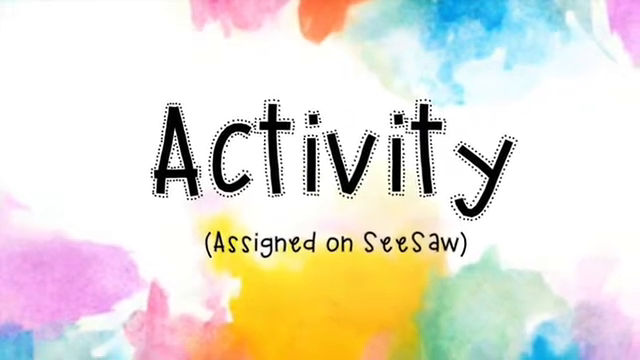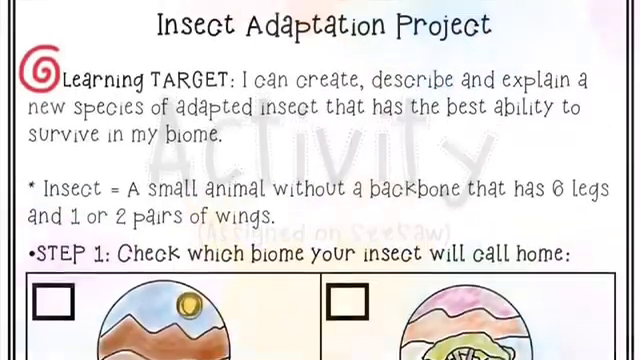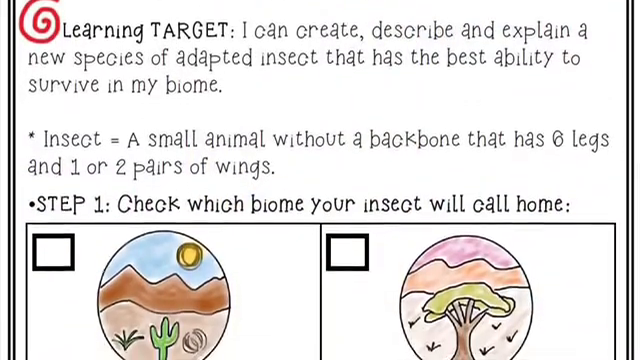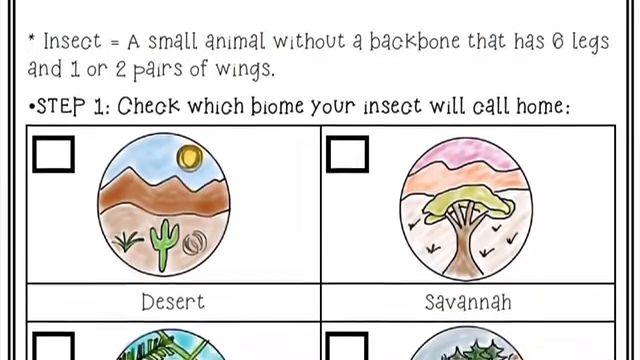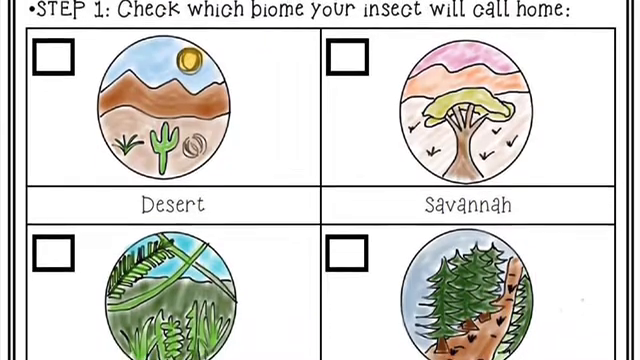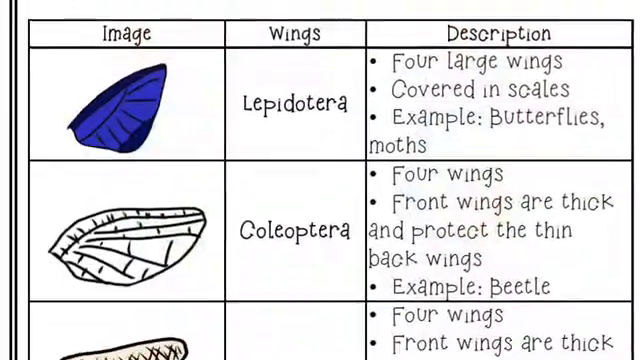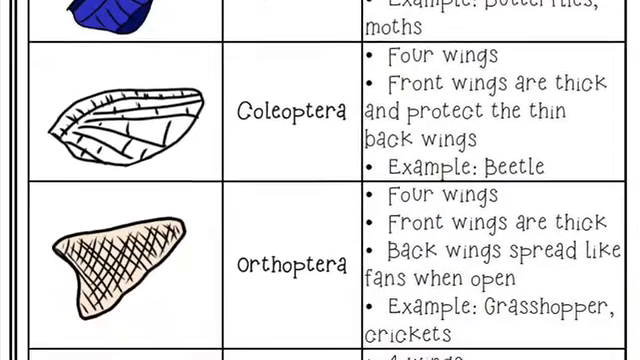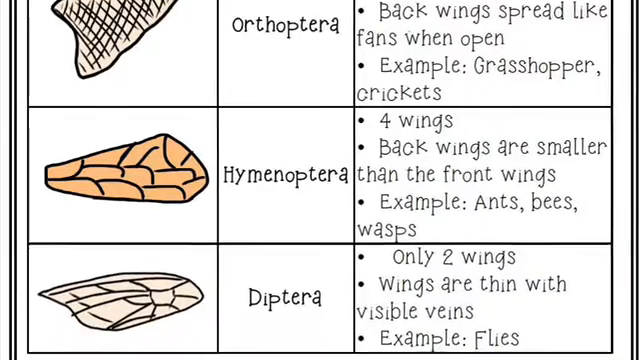Head on over to Seesaw whenever you're ready to complete the activity for today. It is called Design an Insect. When you get there, you are going to decide which habitat you'd like your insect to live in. Will it live in the desert, the savanna, the rainforest, or the temperate forest? Then you can decide which type of wings you would like your insect to have. Check out all those different wings and the adaptations that they allow.